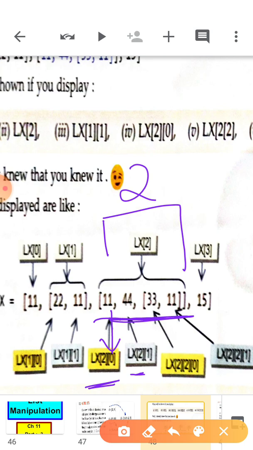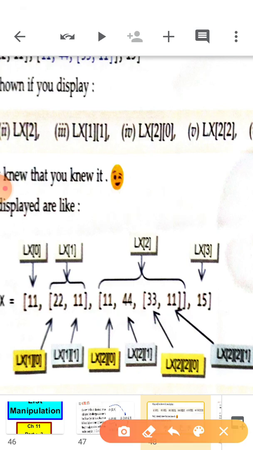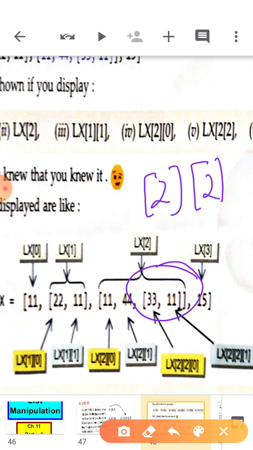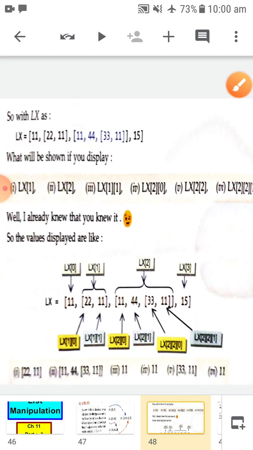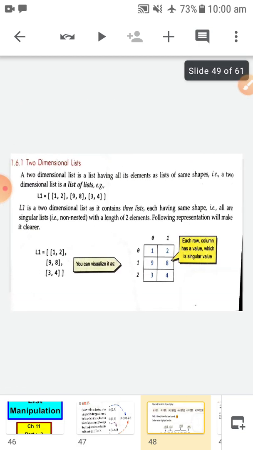And what about this 33 and 11? So this will be this. If we talk about this particular list, this will be 2, it means LX2, then 2 0th position gives you 33. And what about 11? 2 1 position gives you 11. Okay, getting my point? So in this way we can make the nested list. Now let's move to the next slide.